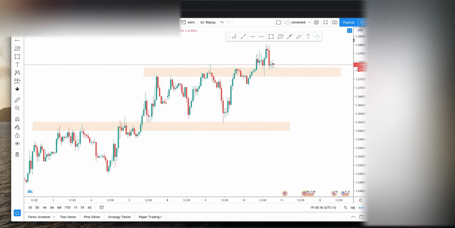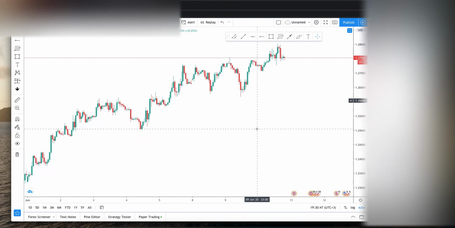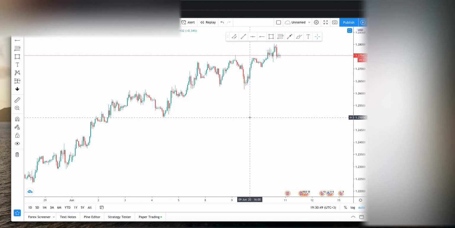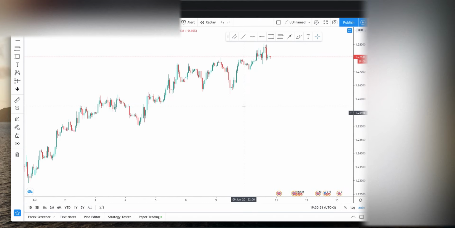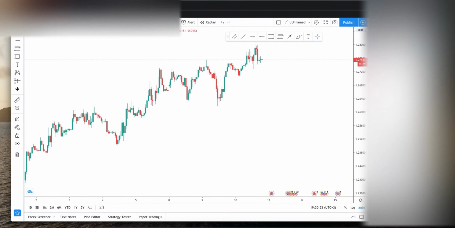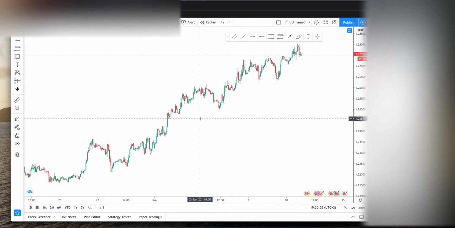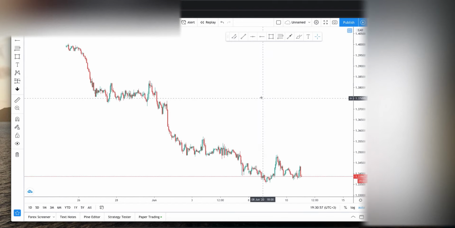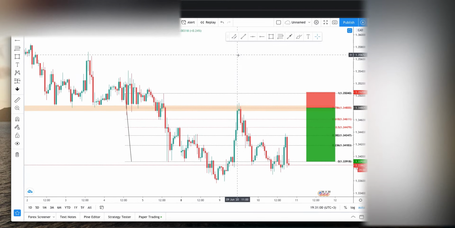Okay, now I'm gonna show you guys a couple of examples that I took during this week. Last week I shared 6 trades, or 5 I think, and only one hit my stop loss. The other 5 pairs were in profit. So I'm gonna show you guys exactly why I took these trades.